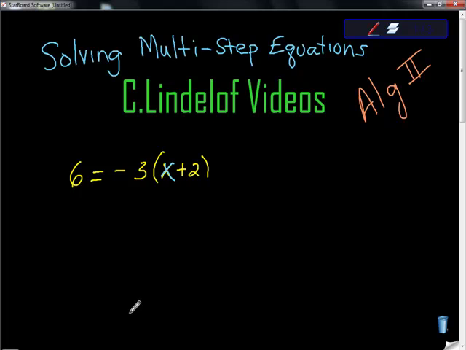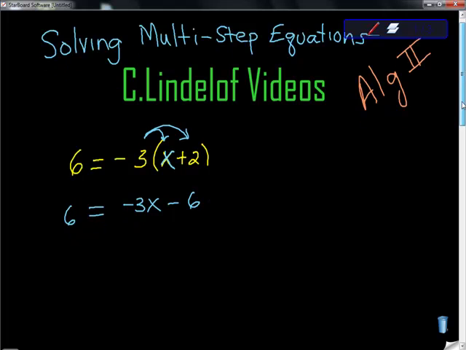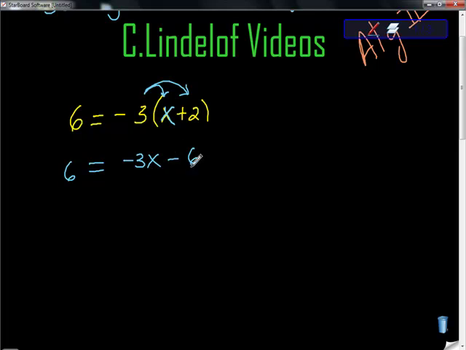I think what most teachers say is to go ahead and distribute. See this -3, and they say you would distribute to here and to here. So I'm just going to rewrite my problem. 6 is equal to -3 times x, which is -3x, and -3 times 2 is -6, isn't it? So here we're going to do this.